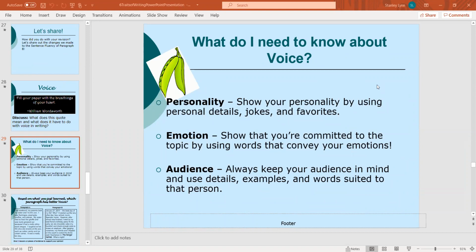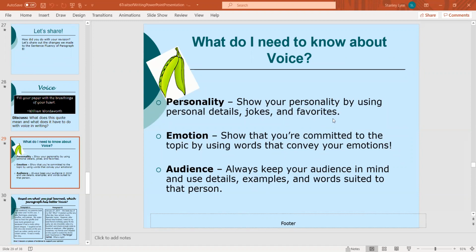I have a little picture of a P or a bazilla here, okay? The first P, personality. Show your personality by using personal details, jokes, favorites. Again, when you're writing an essay to be analyzed, you are probably not going to be telling a lot of jokes or things like this, okay?